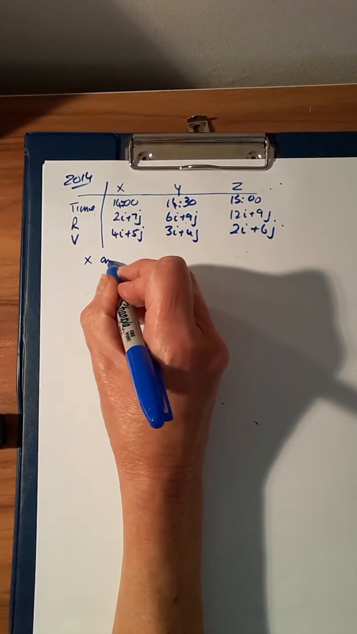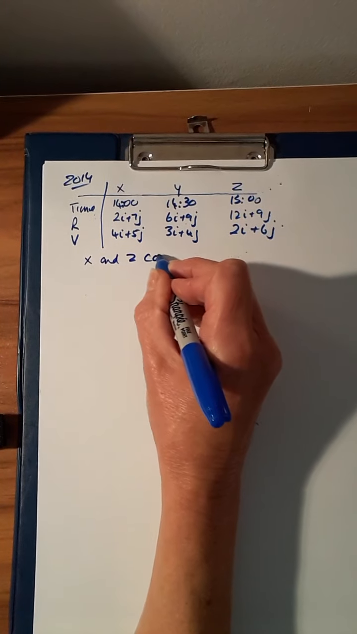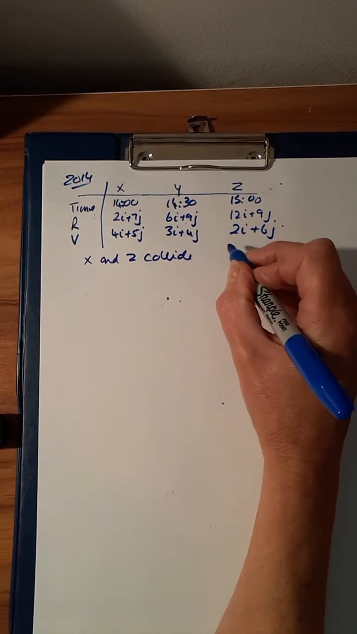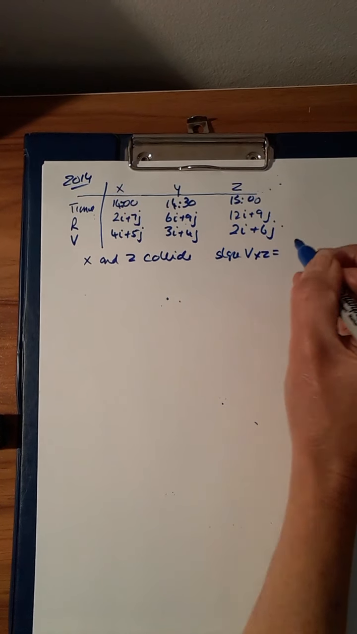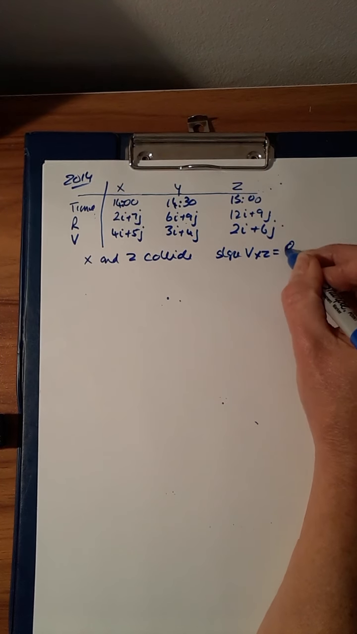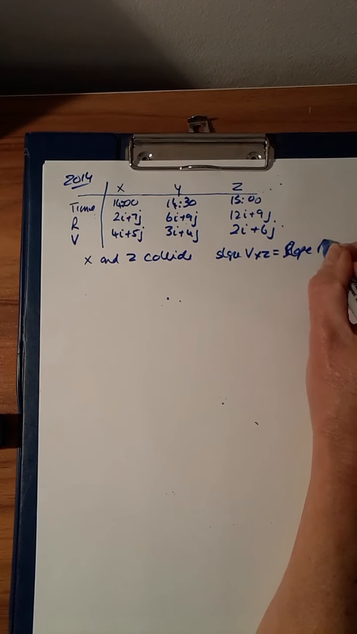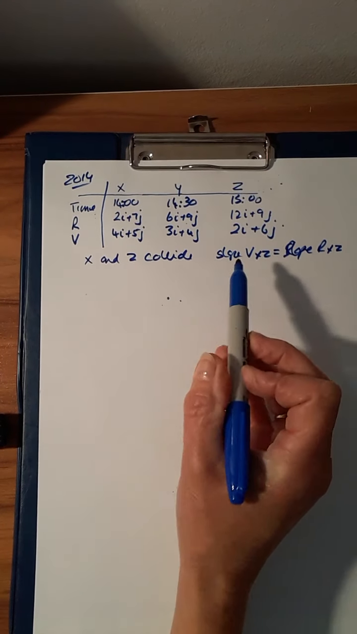Okay, so will x and z collide? You've got to prove that. And remember, if things are going to collide, then the slope of the relative velocity line must be equal to the slope of the relative displacement line, the slope of the rxz.